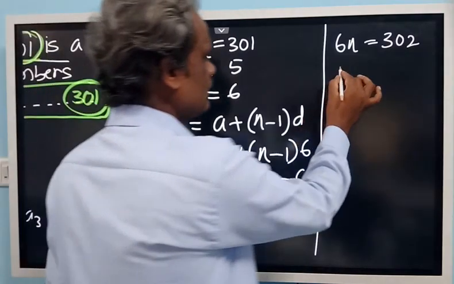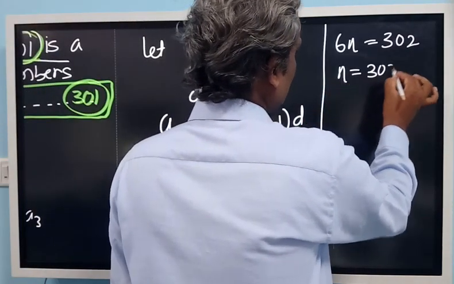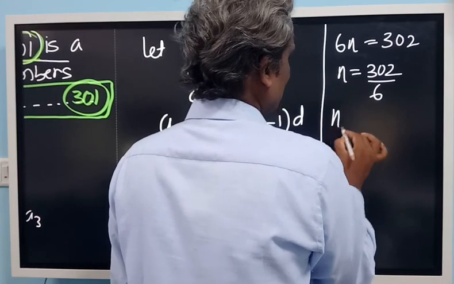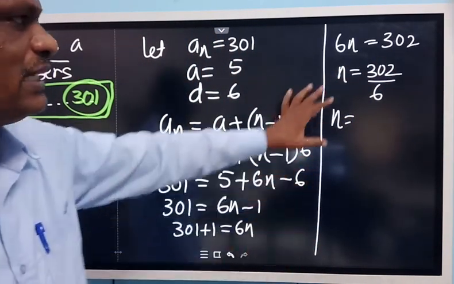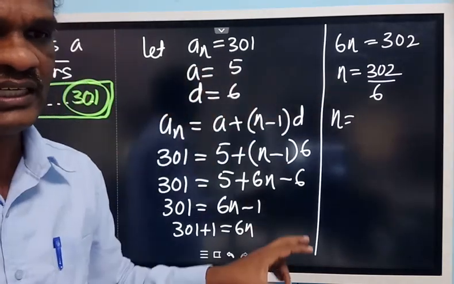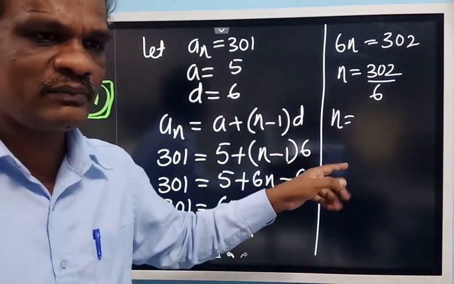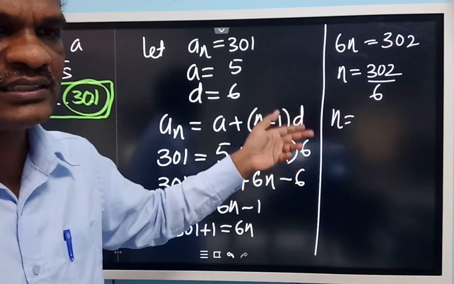So n is equal to 302 divided by 6. Now we divide this. If you get a natural number, then it is proved that 301 is found in the list. If you are not getting a natural number, then you can declare it is not found in the list.